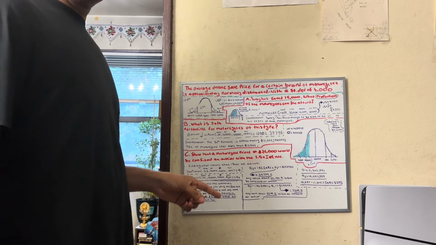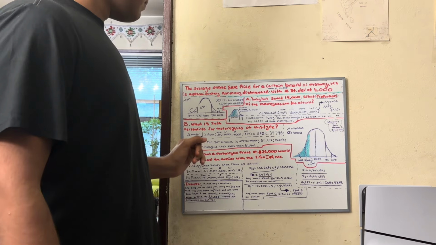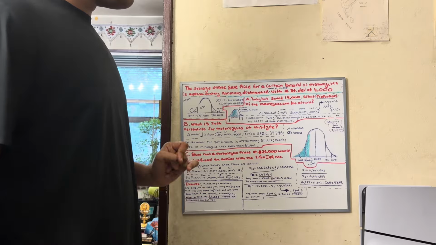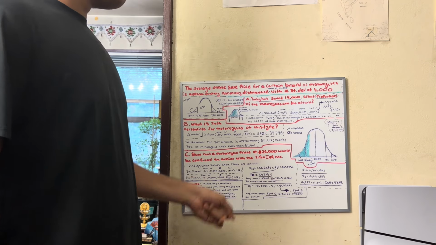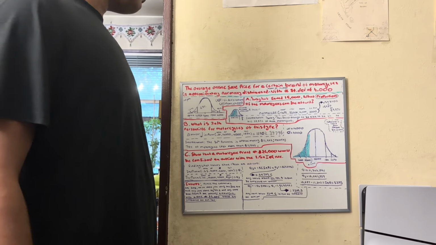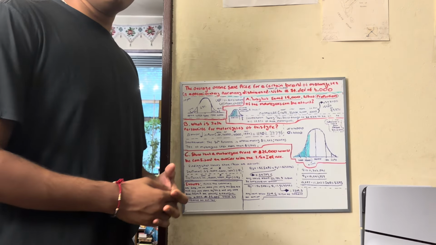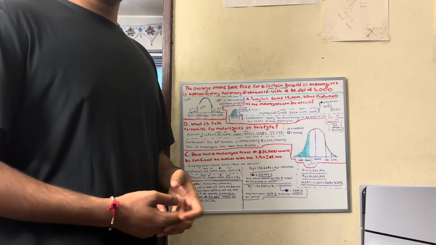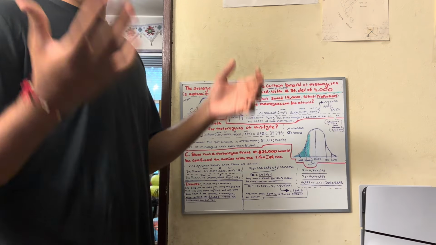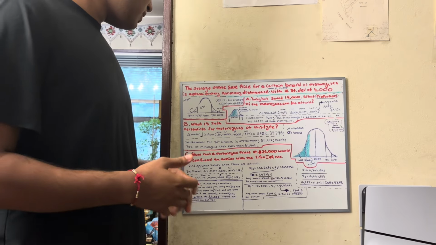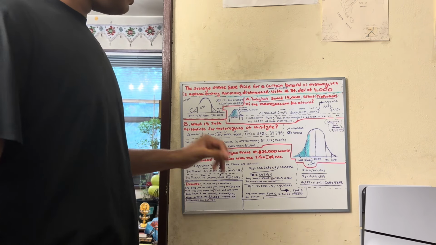So now moving on to the final part of the question, C. Show that a motorcycle priced at $26,000 would be considered an outlier using the 1.5 times interquartile range rule. So now this is very important because this is combining a topic we learned from before, the IQR, and a topic we're learning right now, which is the inverse norm and distribution, all that stuff. So how do we find these values, right?